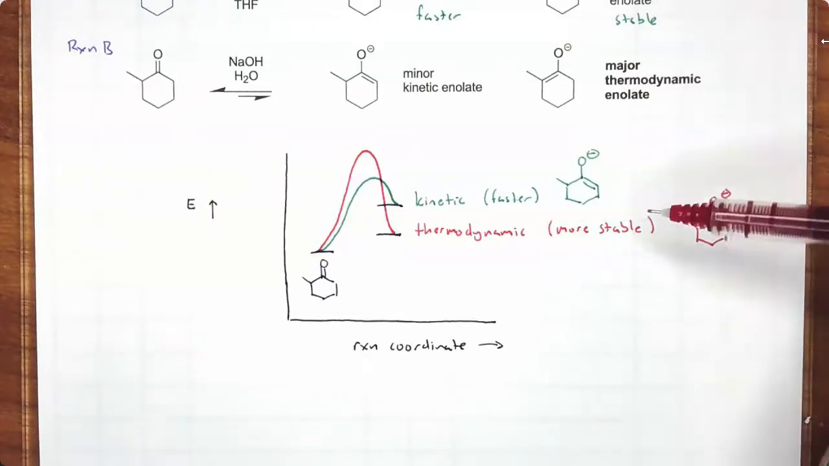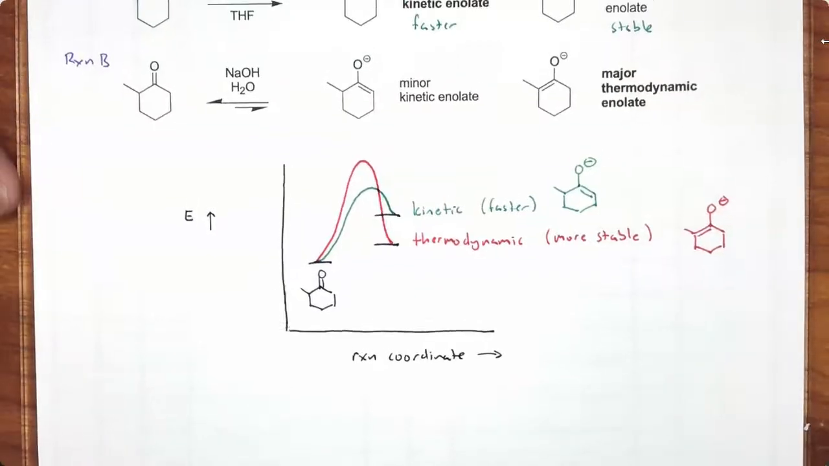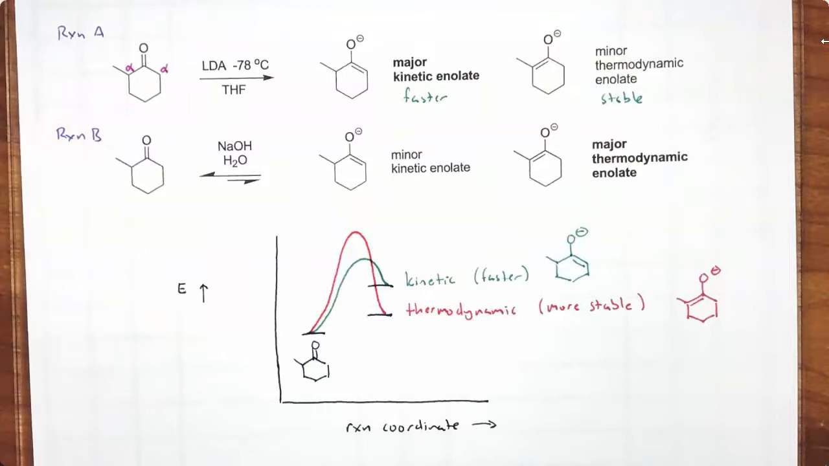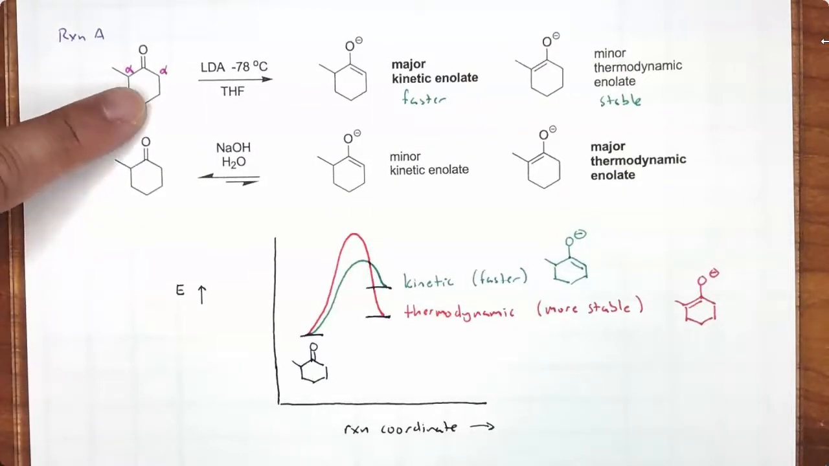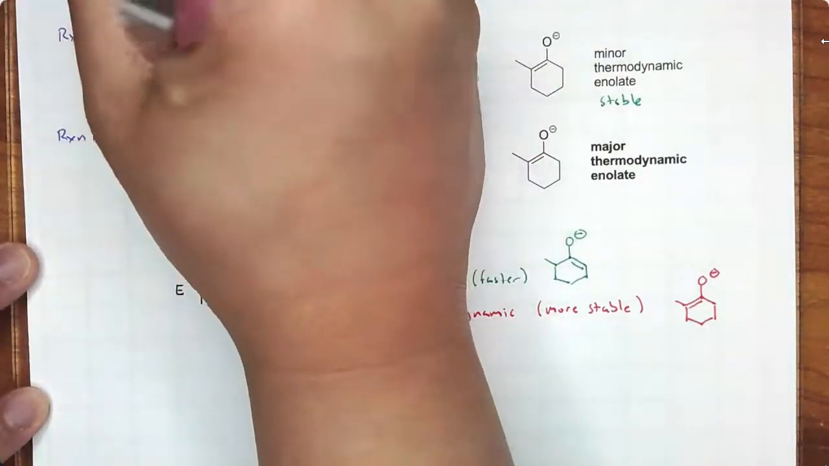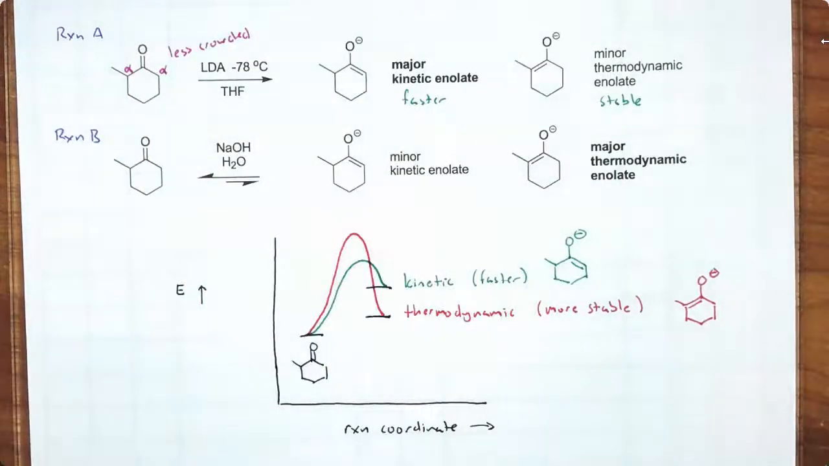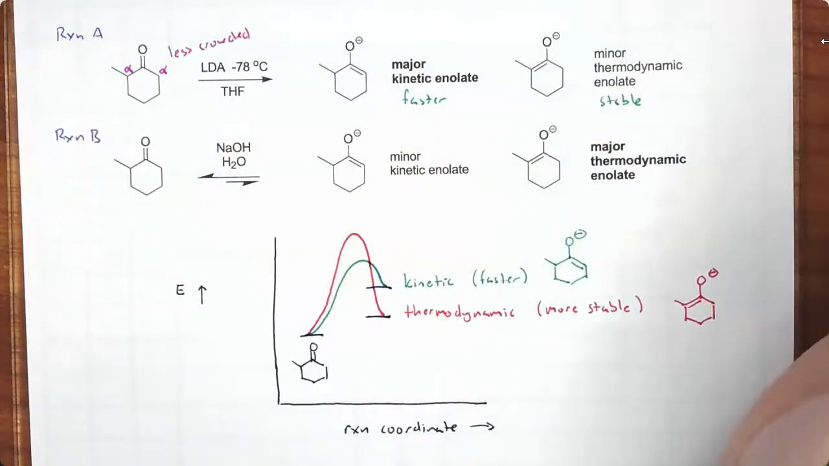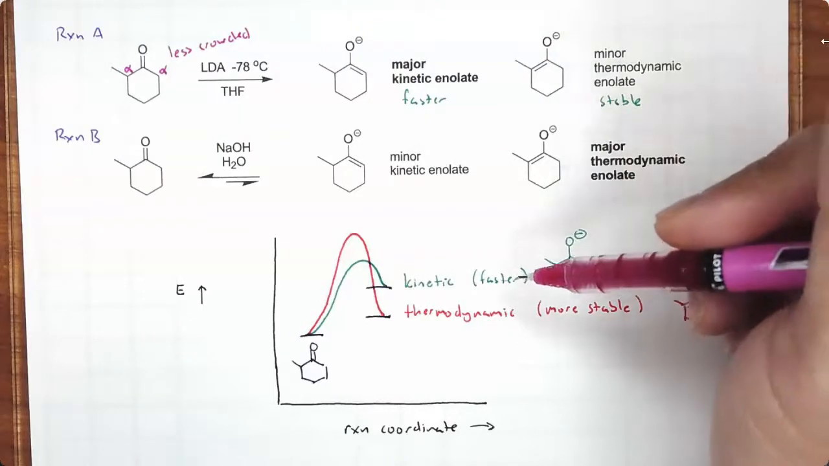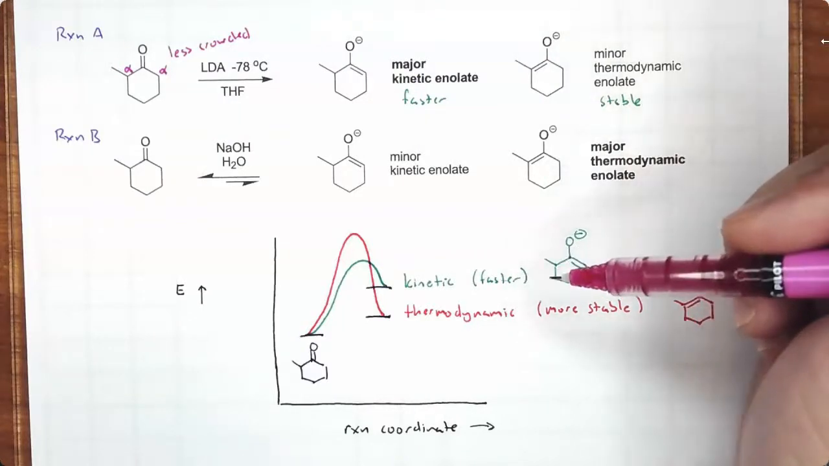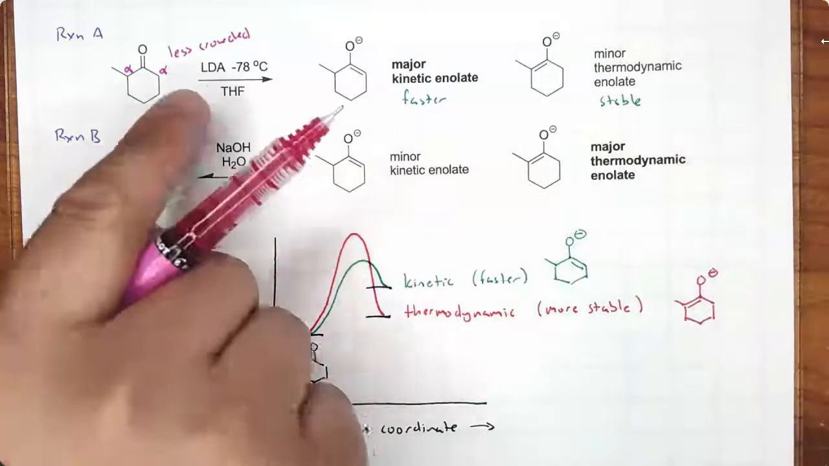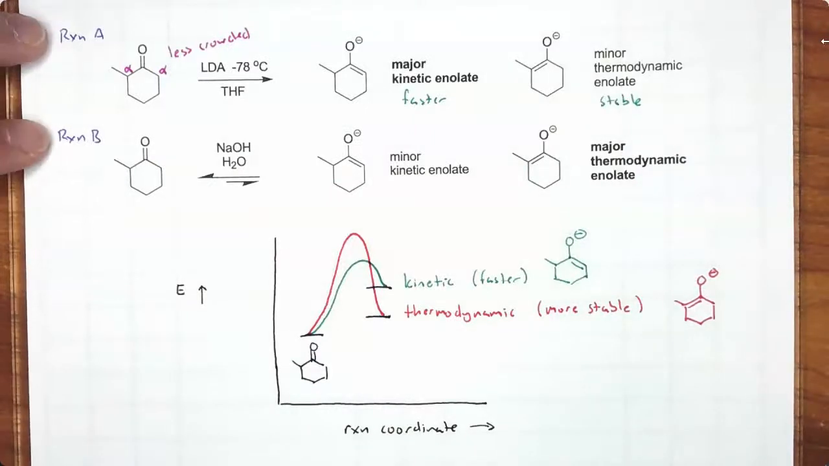For the green enolate, we are deprotonating the alpha carbon that is more accessible. So we could say that this alpha carbon is less crowded. And when you run the reaction at low temperatures, under kinetic conditions, you will make the kinetic product, which is made faster. I'll talk about these reagents in just a bit when we look at the reactions specifically.